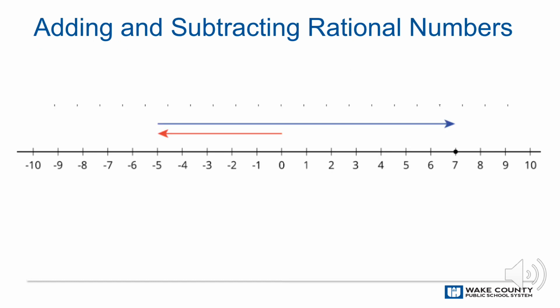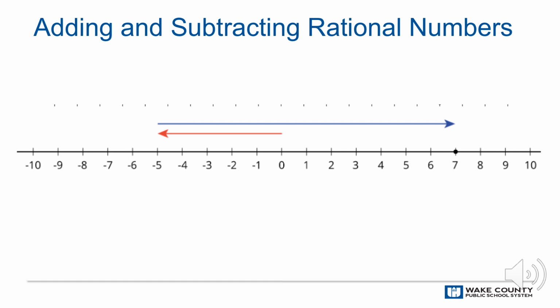Students will be adding and subtracting with negative numbers. We can represent this on a number line using arrows. The arrow for a positive number points to the right, and the arrow for a negative number points to the left. We add numbers by putting the arrows tip to tail. For example, here is a number line that shows -5 plus 12 equals 7.